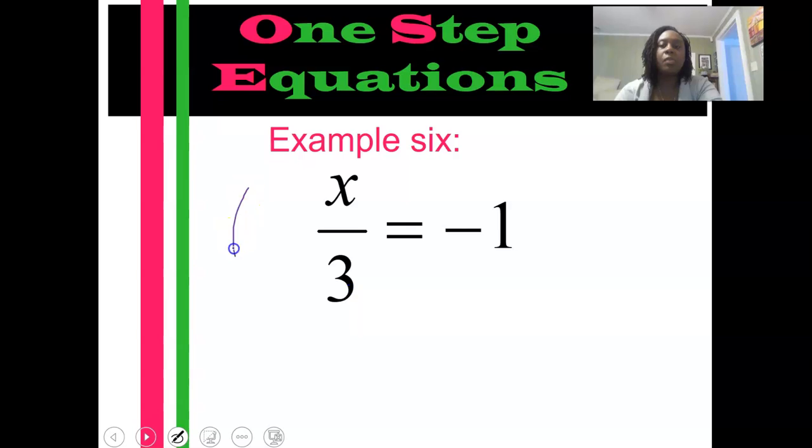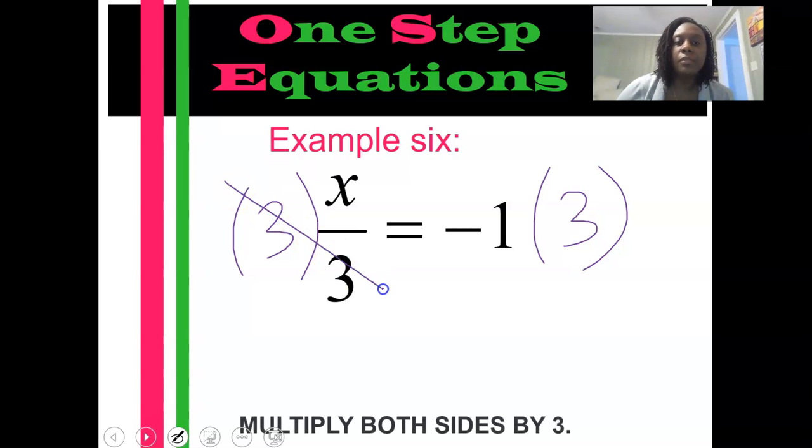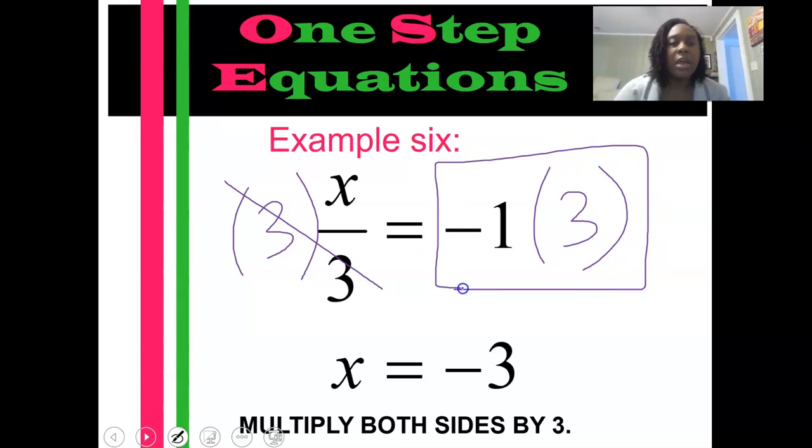Same thing here, we're going to multiply both sides by 3. They cancel on the left. So we have x equals negative 3. Please be very careful with your signs, because that's one of the things that always kind of starts to trip us up, is making sure that we're multiplying correctly. So negative 1 times 3.